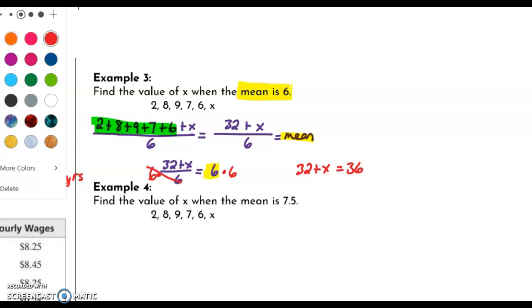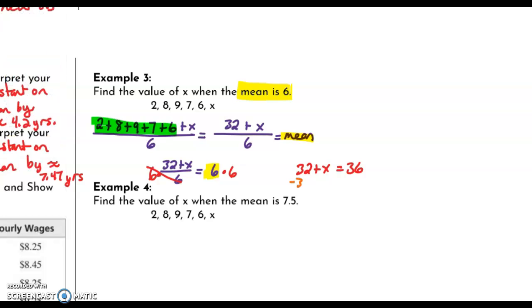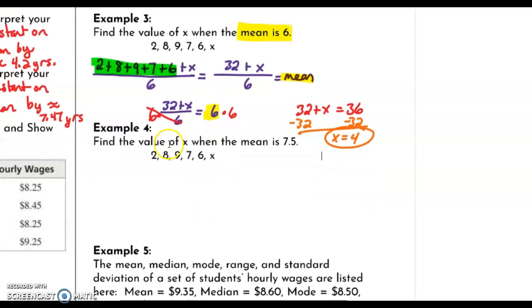Now to get x by itself, subtract the 32. So I get x equals 4. So the answer is 4. Okay, let's go ahead and try example 4. It's the exact same problem, just different numbers.